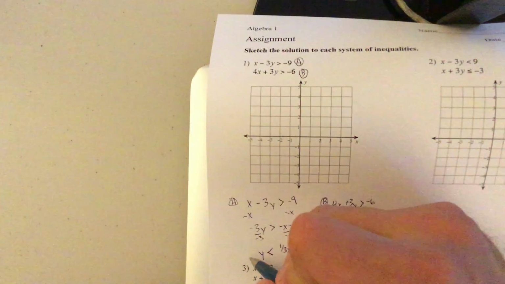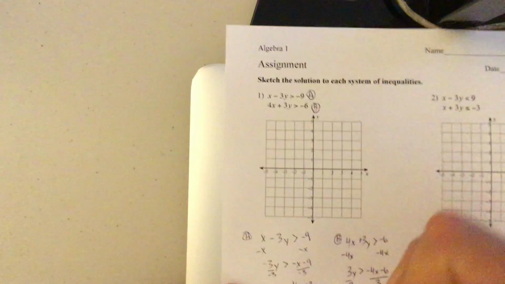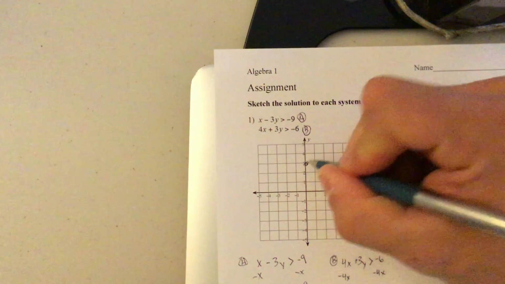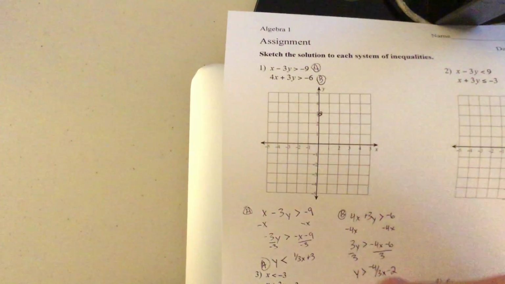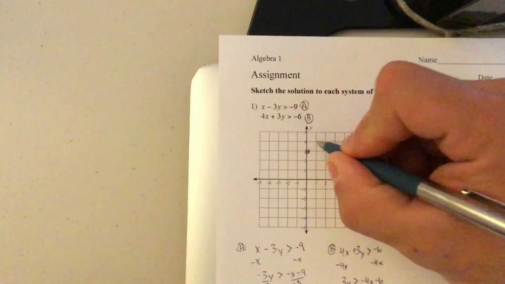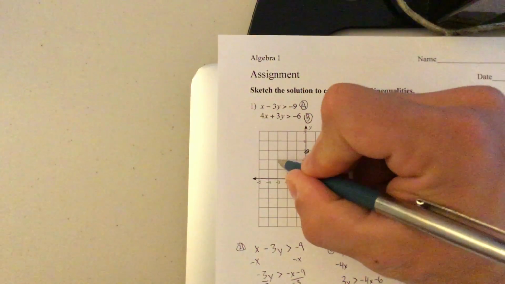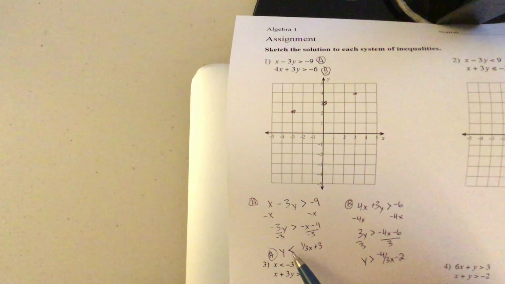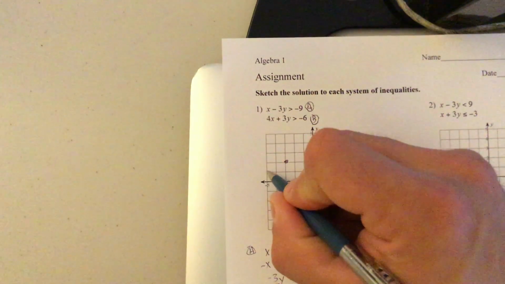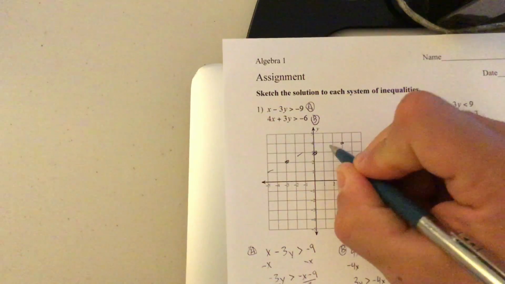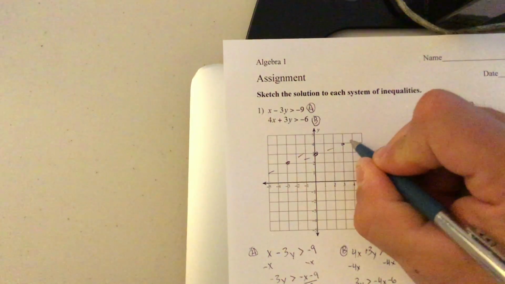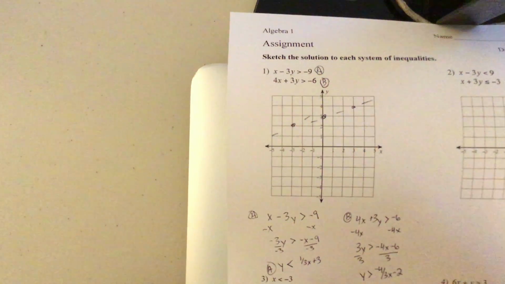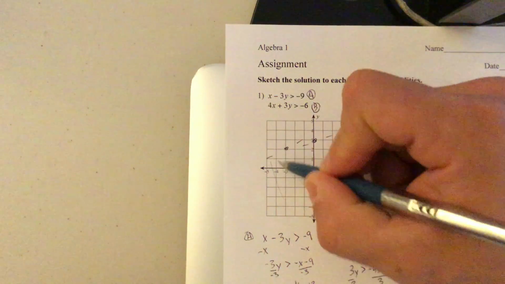Let's look here at A. We have our intercept of 3, check, and a positive slope of 1/3. So I'm going to go up 1 over 3. Now we have to ask ourselves, what kind of line is it? Well, it's a dotted line because there is no or equal to there. And because it is less than, we're going to lightly shade below.